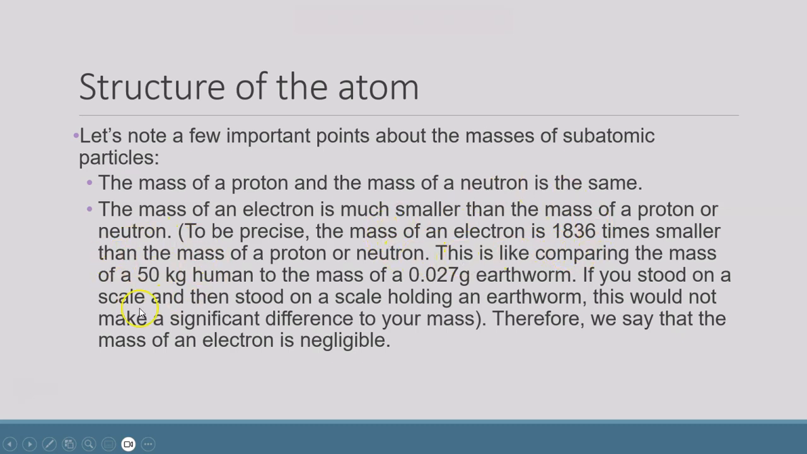So if you weigh 50 kilograms and you're standing on a scale to check your mass, and you add a tiny little earthworm on your shoulder, is that going to make a difference to the mass that the scale reads? No, it's not. Therefore, we ignore the mass of the earthworm. That is equivalent to ignoring the mass of an electron.